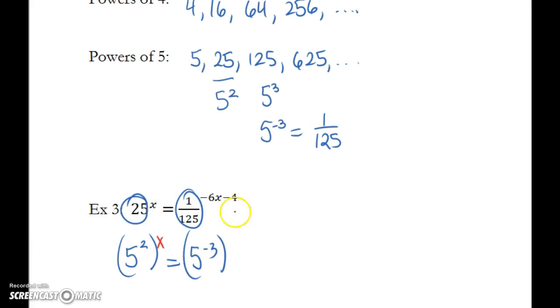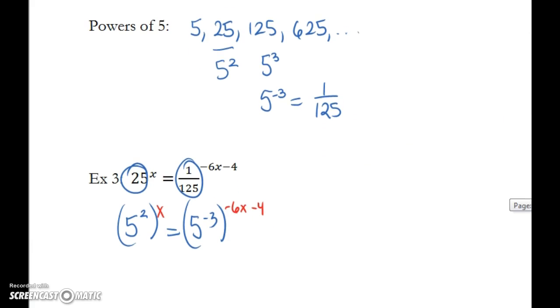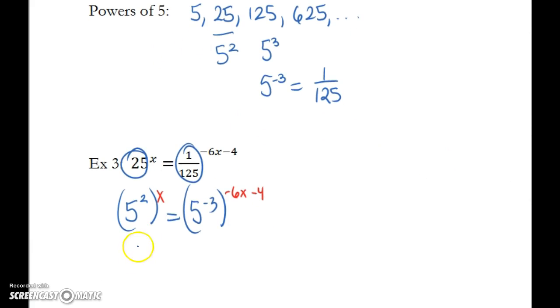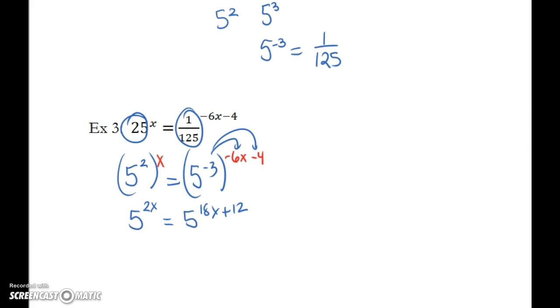And again, the exponent is -6x minus 4. Similar to the previous problem, we're going to multiply our exponents together. So 5 to the 2x on one side. And on this side, don't forget to distribute. So 5 to the positive 18x plus 12. Right, now that our bases are equal, our exponents are equal.